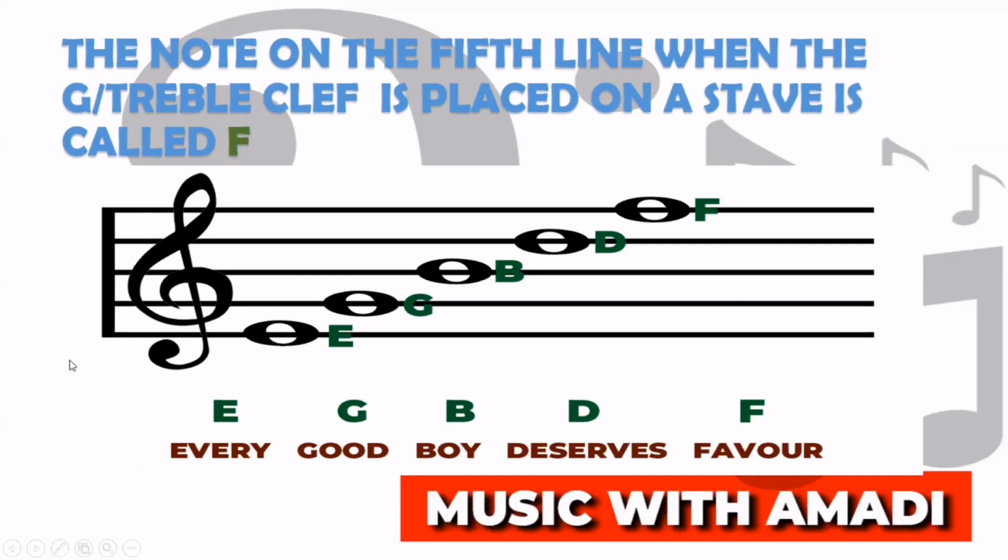So we have it as E, G, B, D, F. And the acronym for that is every good boy deserves favor. I like this acronym so much because as a good boy, you shouldn't deserve just one stuff. Favor can continue coming. But some people will be like, every good boy deserves Fanta, every good boy deserves friendship. But I'll choose favor instead of all those things. So every good boy deserves favor.